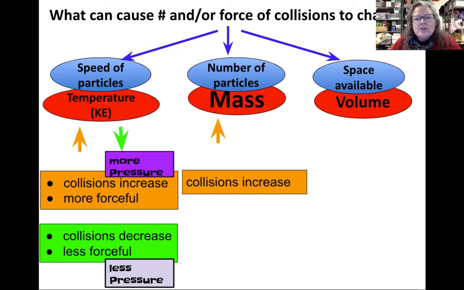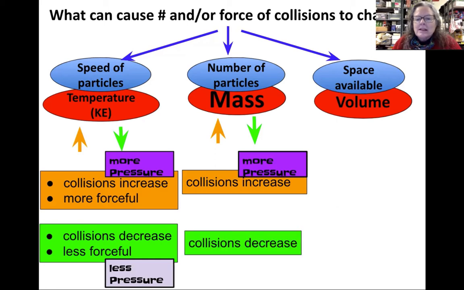So if collisions increase, what does that do to the pressure? Increases the pressure. And if I take some of that mass out of the situation, like with a vacuum pump or something, the number of collisions are going to decrease. And what does that do to the pressure? It decreases the pressure.